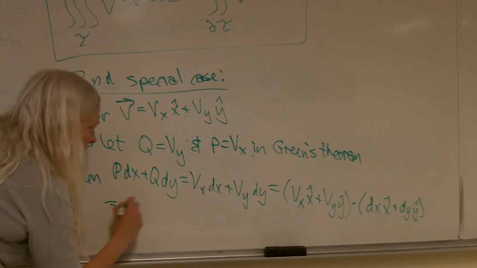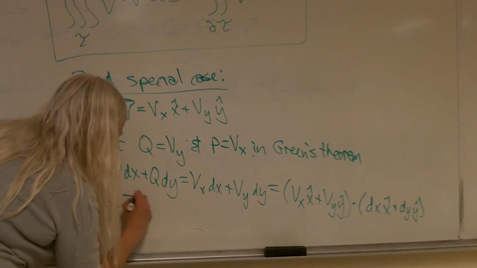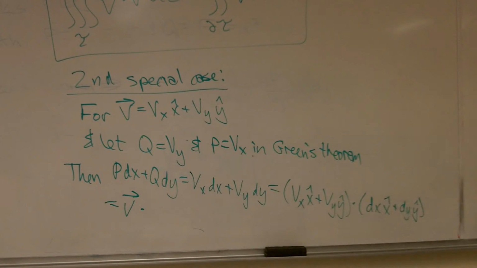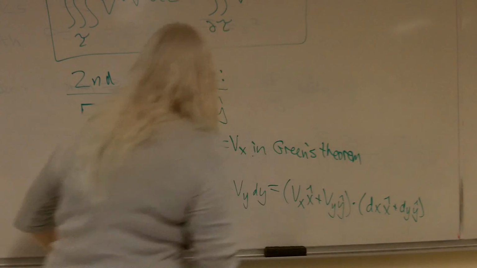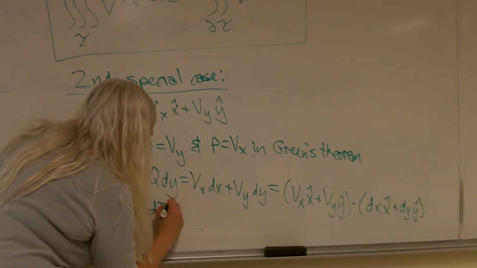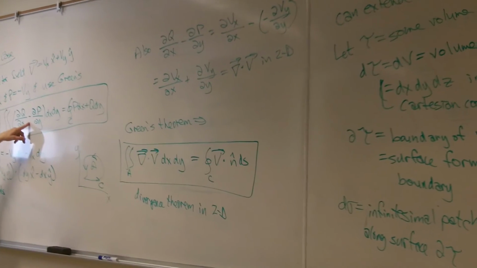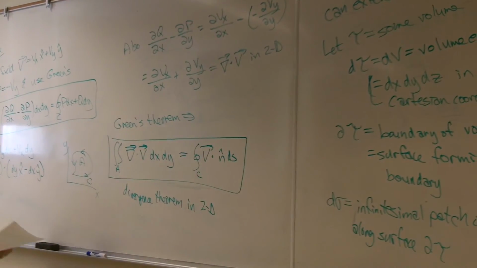Well, clearly the first vector here is v, and the second vector, dx times x hat plus dy times y hat, is what we defined as dr over here. So this is v dot dr. So that's the integrand on one side of Green's theorem. I'm going to put a box around Green's theorem here so we can find it easily to go back to it. We just evaluated the integrand on the right-hand side. Let's look at the integrand on the left-hand side.